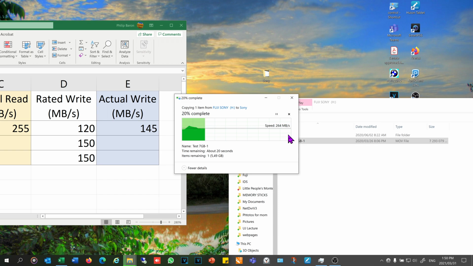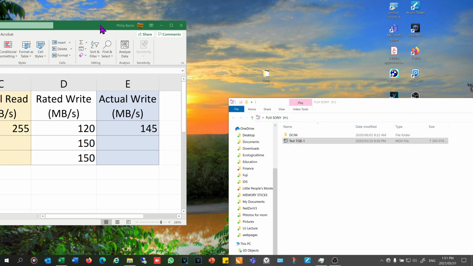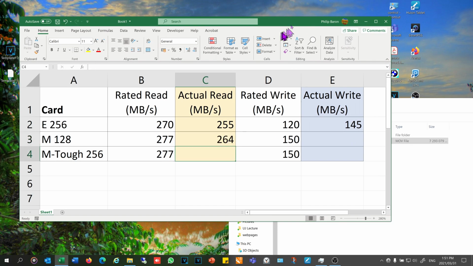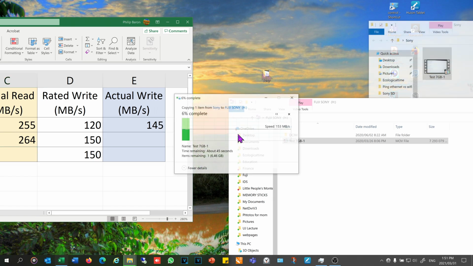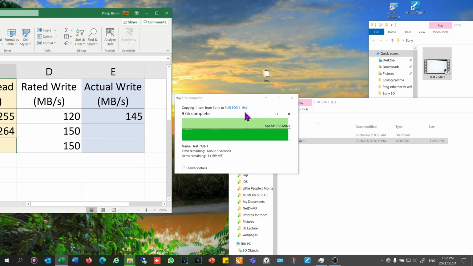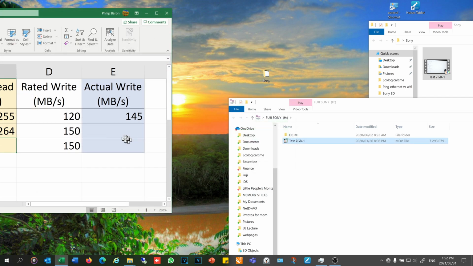And so far it's a little bit quicker. We can see 264, 265. Right, so I'm gonna put this as 264. And the write speed. I'm gonna take it at 158.